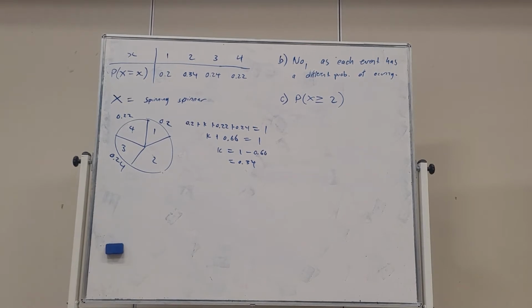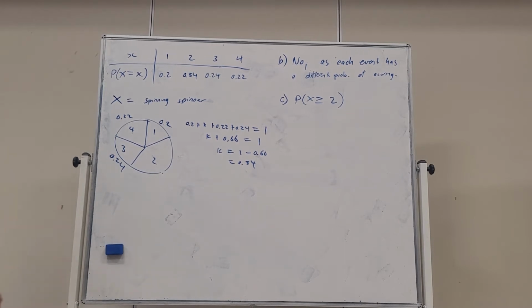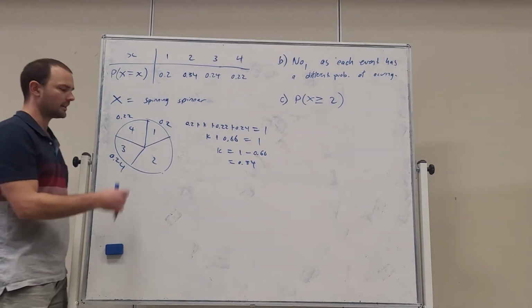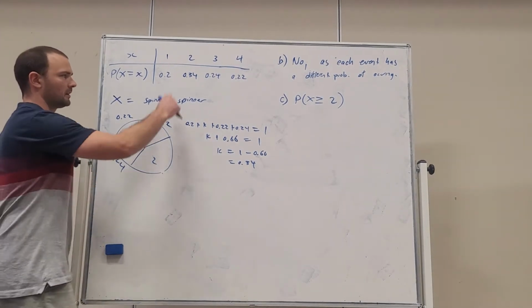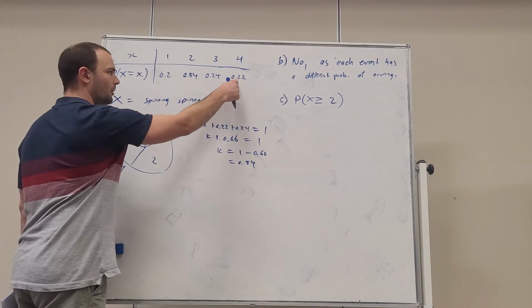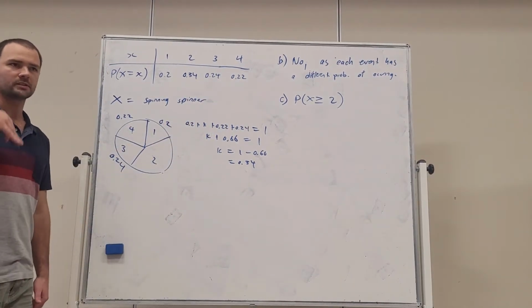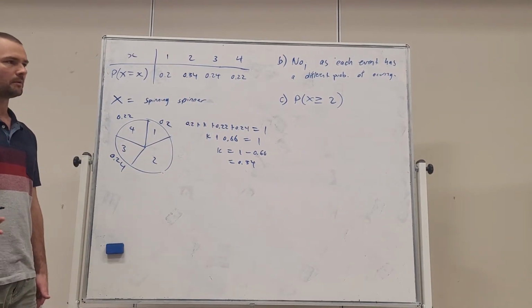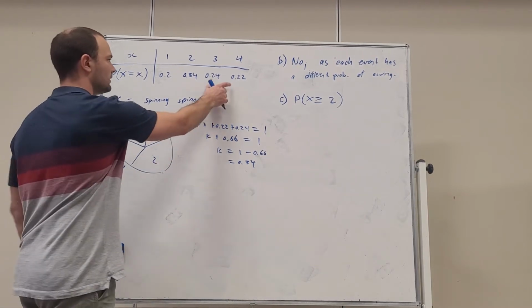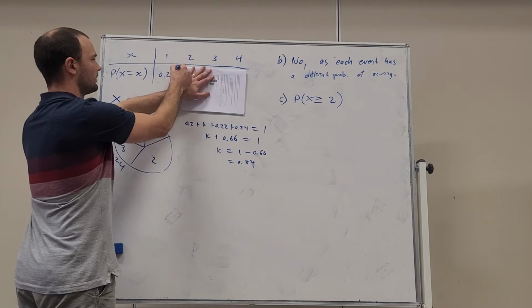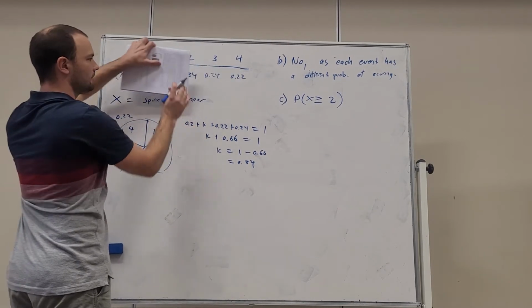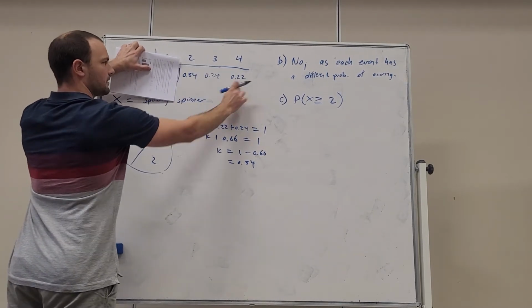Okay, part C. Find the probability of x being greater than or equal to event 2. So that means you have to spin the spinner and get a 2, 3, or 4. So there's two ways we can do this. You can say, oh well, it's the probability of 2 plus 3 plus 4. Or you can say it's the probability of 1 take away that. Okay, if we take away this probability, it's going to leave us with the probability of this event.